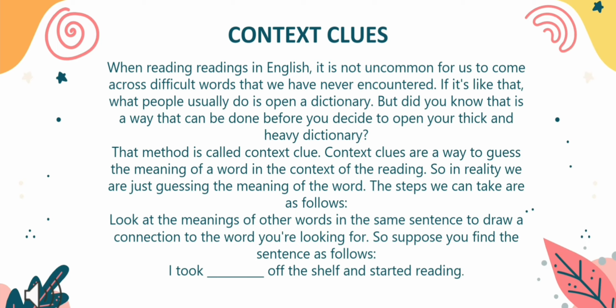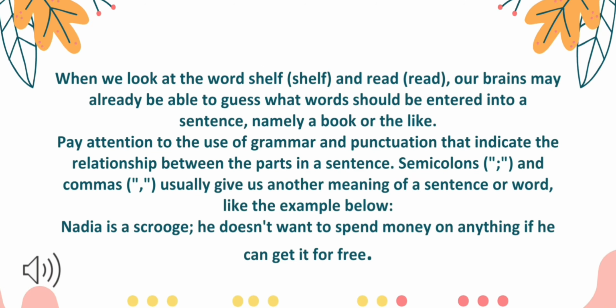The steps we can take are as follows. Look at the meaning of other words in the same sentence to draw a connection to the word you are looking for. So, suppose you find the sentence as follows: I took blah blah blah off the shelf and started reading. When we look at the words shelf and reading, our brains might already be able to guess what word should be entered into the sentence, namely a book or the like.